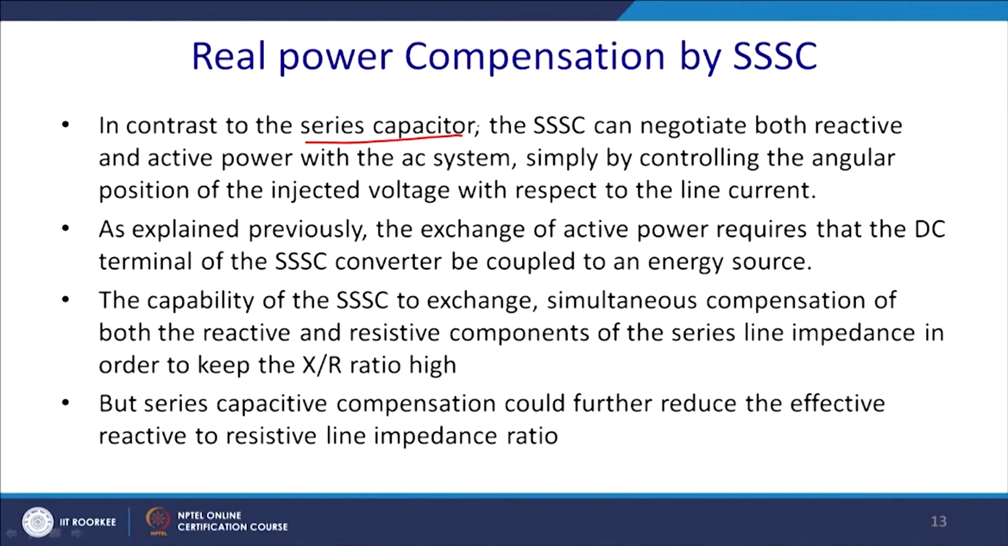Now, real power compensation with SSC. It can compensate for the real power. This is one of the basic features of the SSC or any series compensation. In contrast to the series capacitor, SSC can exchange both. We have assumed that VQ is perpendicular to the current I, and for this reason it is only compensating the reactive power, but we can have a real power compensation.